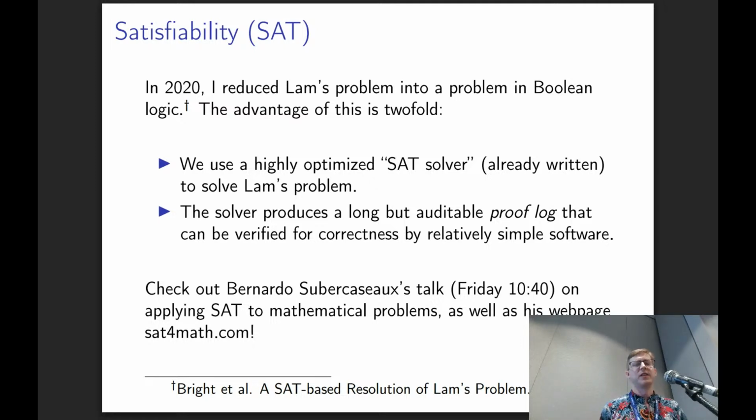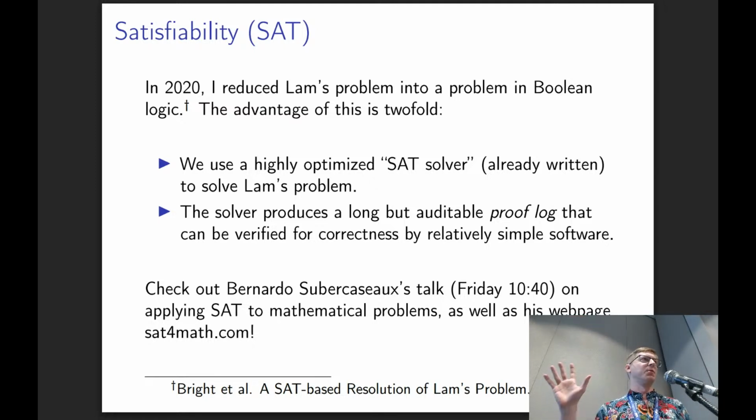Now actually, the real reason why I wanted to use a SAT solver was the second point here, which is when the SAT solver says there's no solution to this logic puzzle, you don't have to trust it. This is the difference with Lam's code, where it says there's no projective plane of order 10. You just have to trust that it was programmed correctly and the computer ran correctly. The SAT solver, though, you don't have to trust. It actually provides you a log with all the deductions it made in order to derive a contradiction. So it's an actual legitimate proof log.